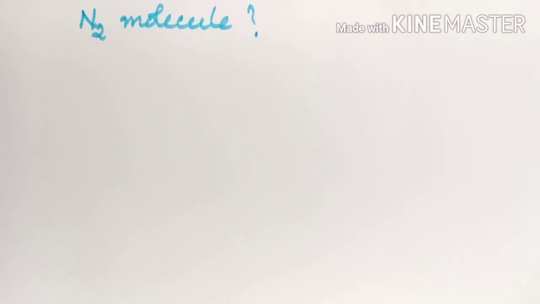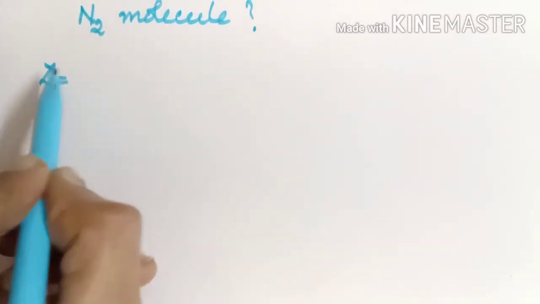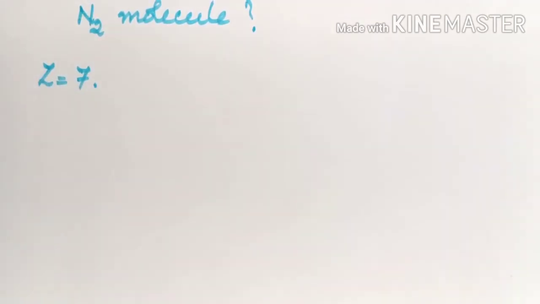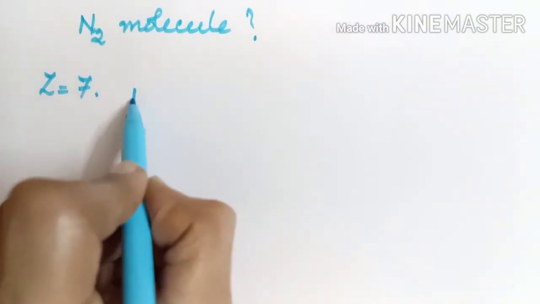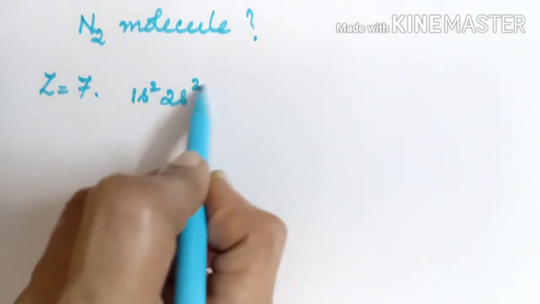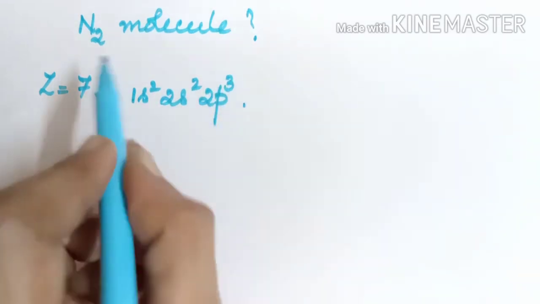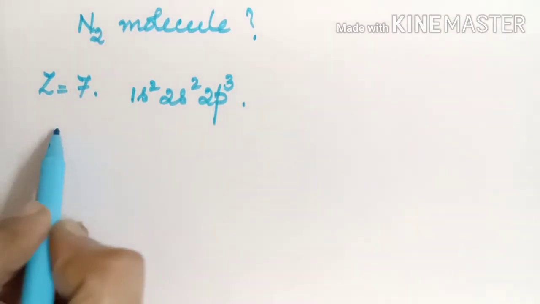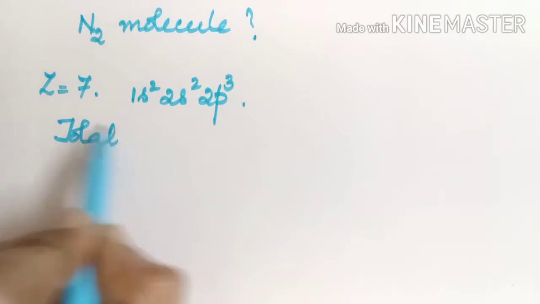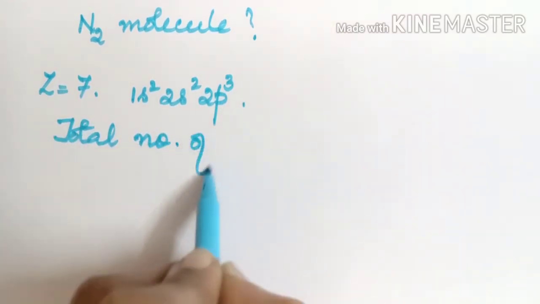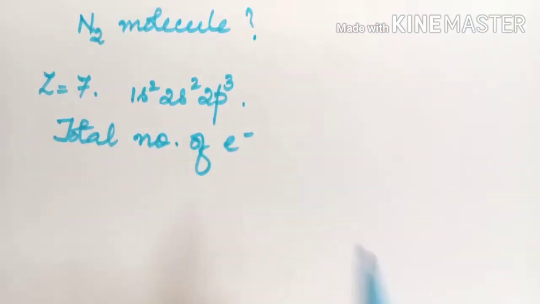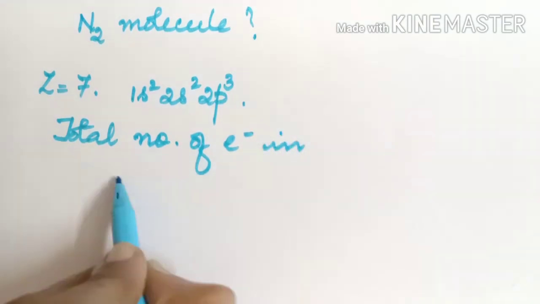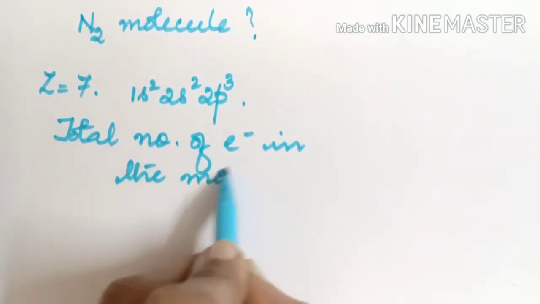First we have to identify the Z value. Z value is 7. So if it is 7, what is the configuration here? The configuration is 1s2, 2s2, 2p3. So if it is nitrogen molecule, two such atoms will combine and that will result in a total of 14 electrons. So the total number of electrons in the molecule is equal to 14.